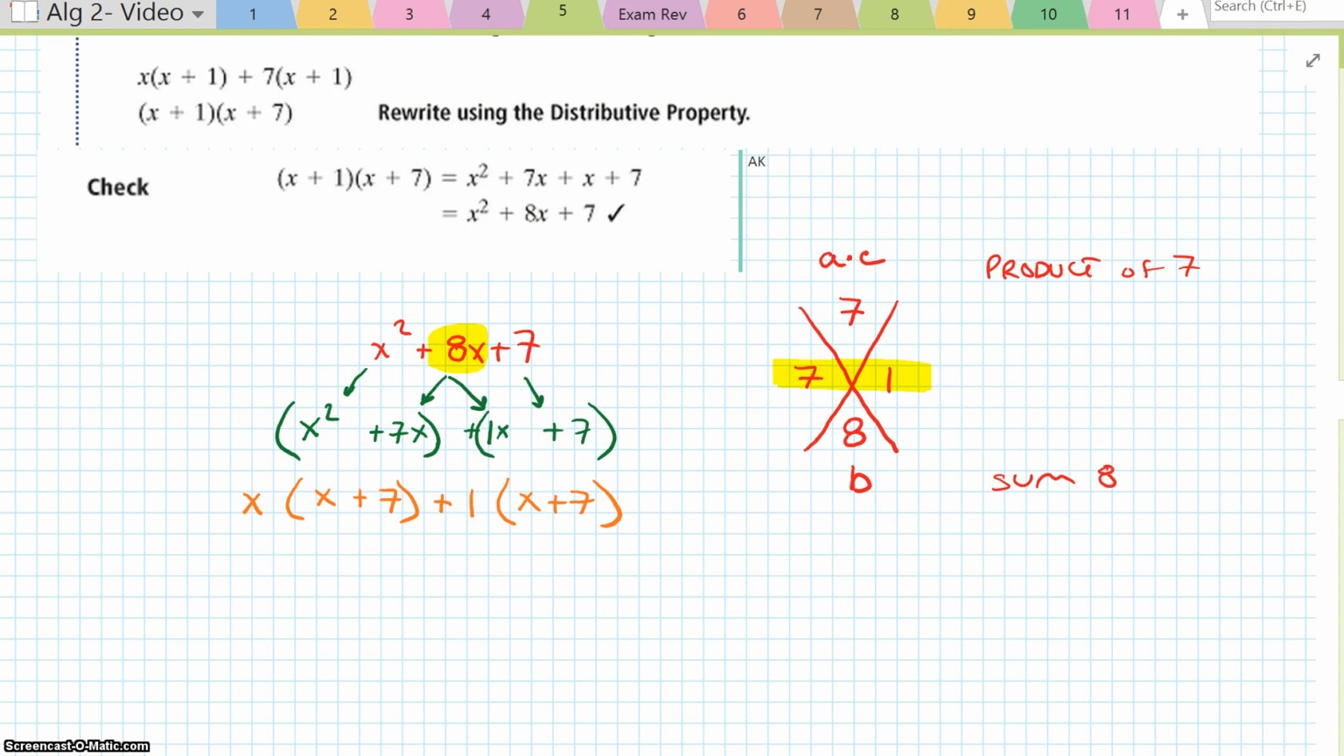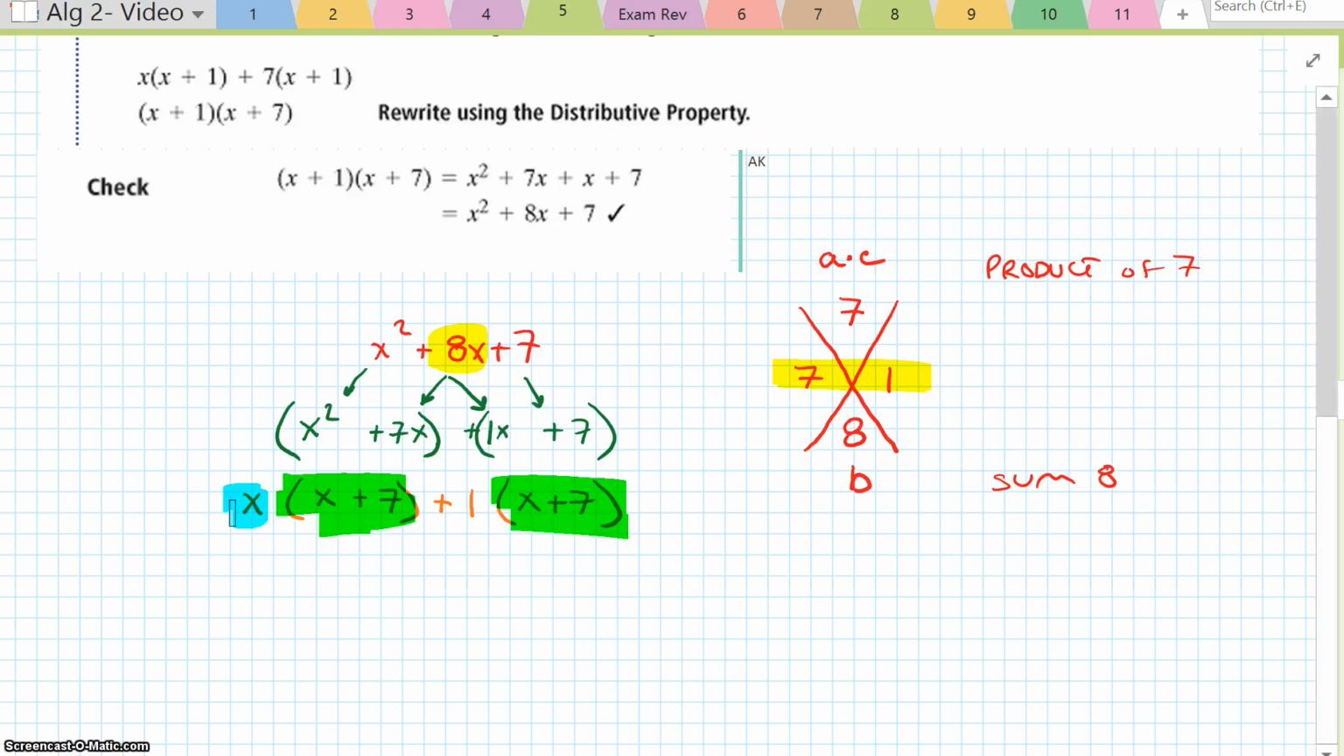What do you notice about my two groupings? They're the same. So the distributive property tells me I can join these two and come up with two new factors that look like this. X plus 1 times x plus 7. So there we go. And now we can use the distributive property if we want to and multiply this back out to prove it, to make sure it works. Okay?